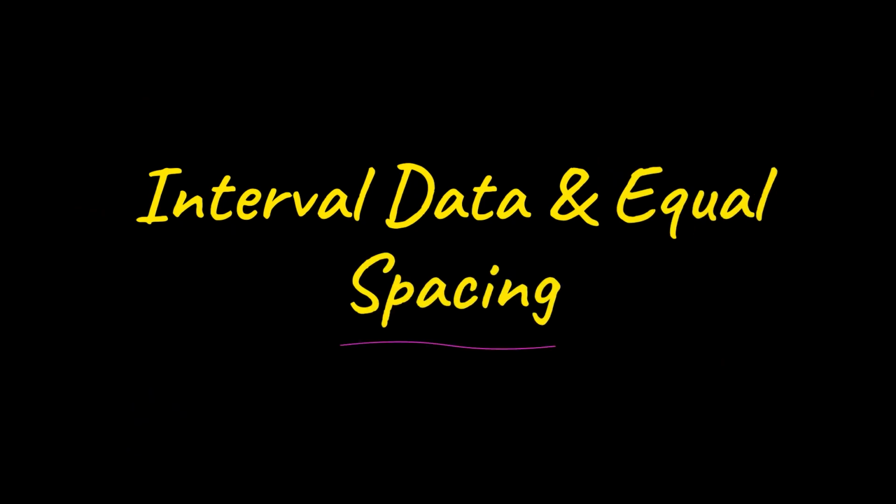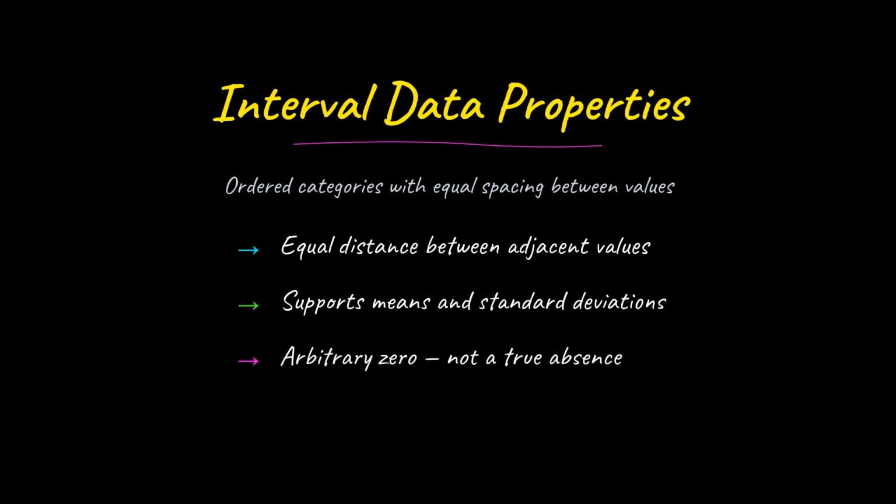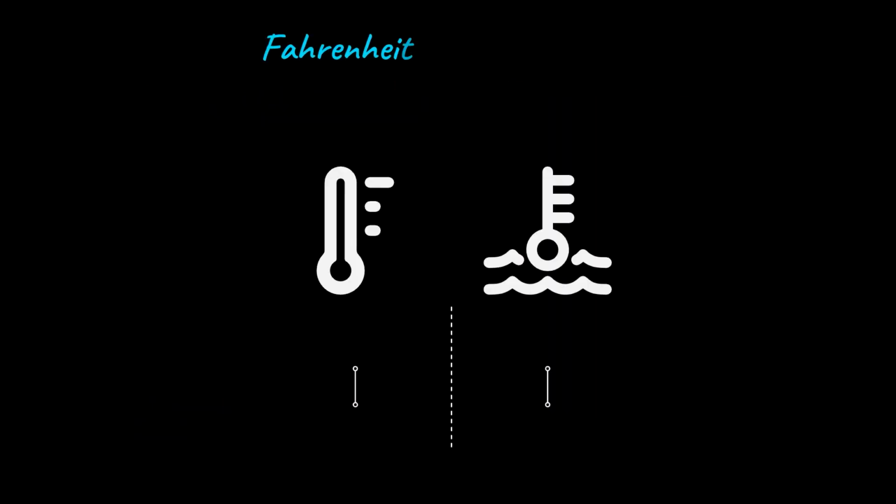Interval data is the third level in the measurement hierarchy. It inherits every property of ordinal data and adds one critical feature: equal numeric distance between adjacent values. 4 key properties define interval data. Values are equally spaced, so means and standard deviations are valid, but the 0 point is arbitrary. It does not represent a true absence of the quantity, and that makes ratio statements meaningless.